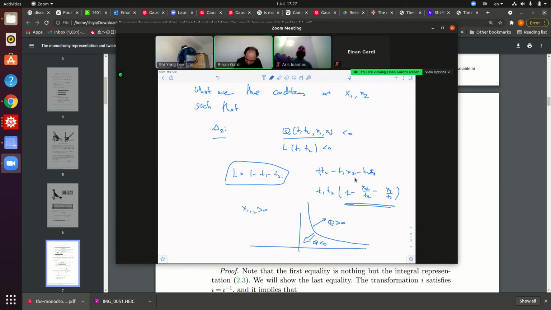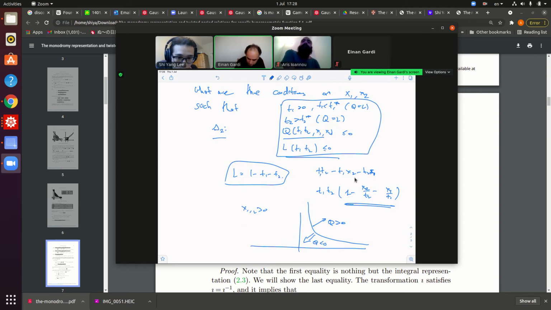So in the region delta 2, T2 is above a certain value, is larger than some T2 star, which is the point where Q is L. T1 is positive, and also T1 is smaller than T1 star, which is the point where Q equals L. And the rest of the condition, the most important conditions, are that both Q and L are negative.